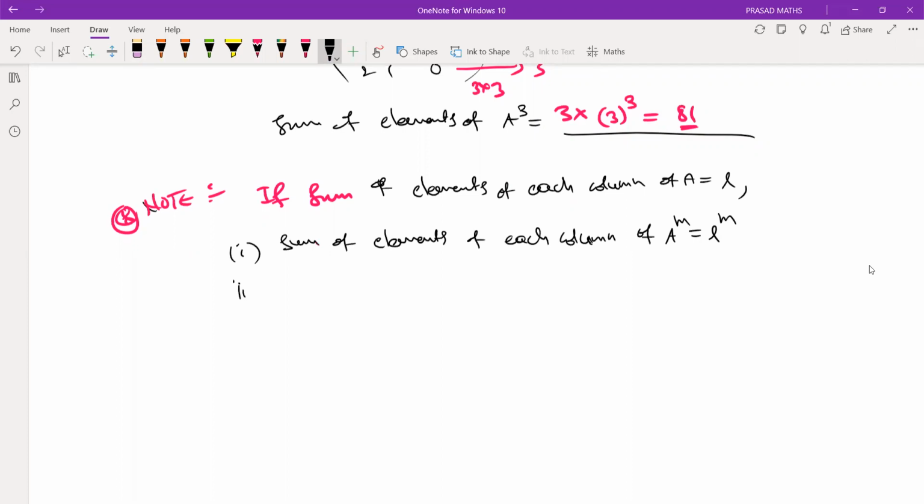Second one, the sum of elements of A power M. What is that? Suppose it is an n by n matrix, the number of rows or columns, n, into n, into L power M. Is it clear? So this is what is actually formed.